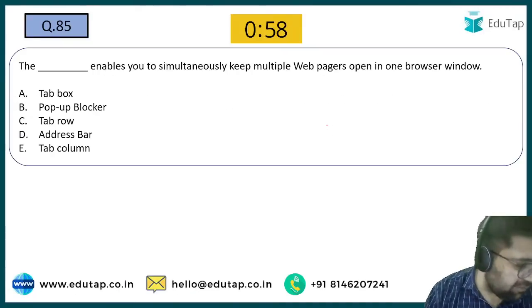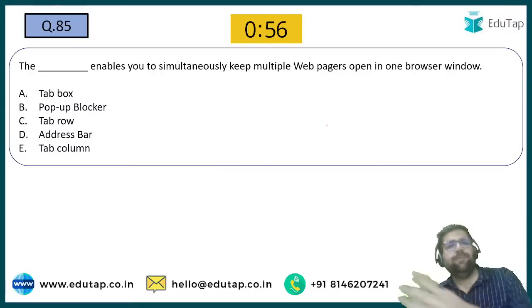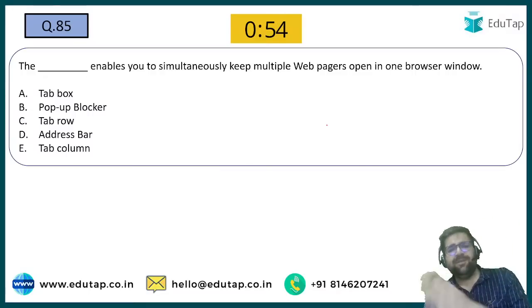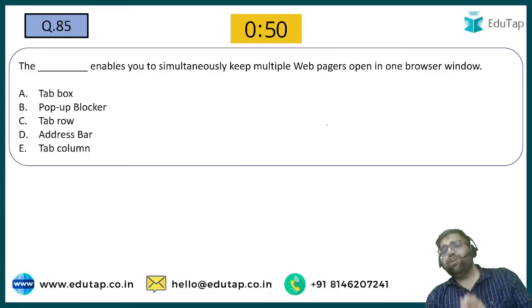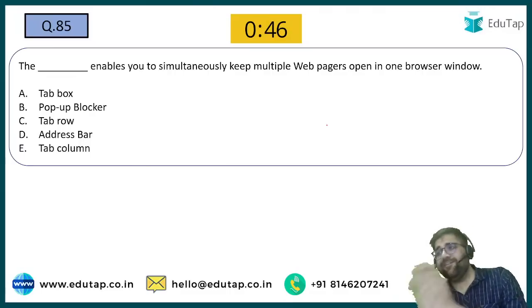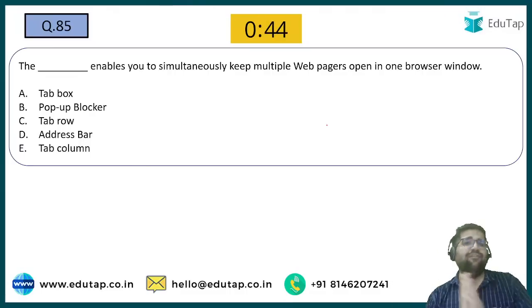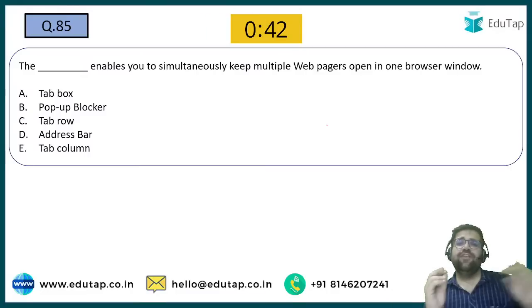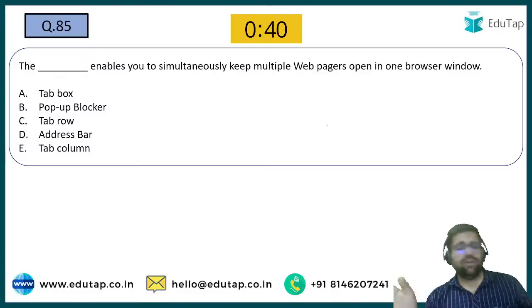Question number 85. Now, almost all the topics are covered. We have discussed memory, software, MS Office, hardware, computer organization, data processing cycle, instruction cycle, different things. Language translators, system software, operating system. So we have discussed your computer at length.